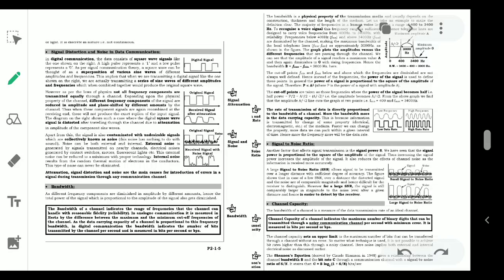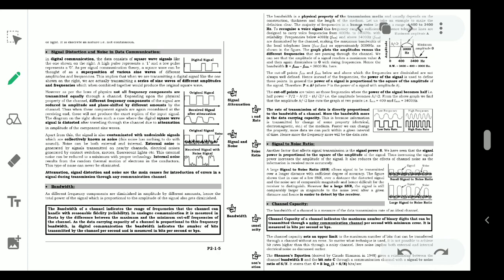If you are able to see the picture, the bandwidth of a channel indicates the range of frequency that a communication channel can handle with reasonable reliability. Reliability means how much you can trust a product or service. Suppose you are working with software, and if you give input 100 times and it gives you the correct result 100 times, then you can rely on it. Or if it gives correct output 99% of the time, then you can rely on it. Otherwise you cannot rely on it; it is not reliable. So that is reliability.